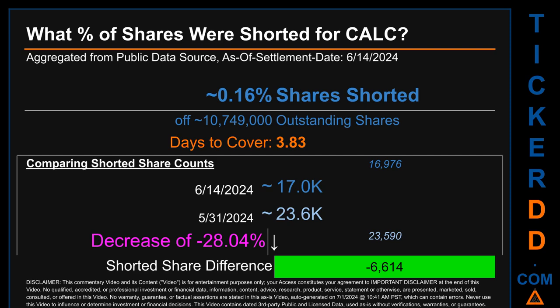When I compare the current 2-week period data snapshot against the previous period, ending in settlement date May 31, 2024, I find that the current snapshot had roughly 6.6 thousand fewer shares shorted. This means that, compared to the previous snapshot, the current snapshot has a decrease of minus 28.04% of shorted shares.